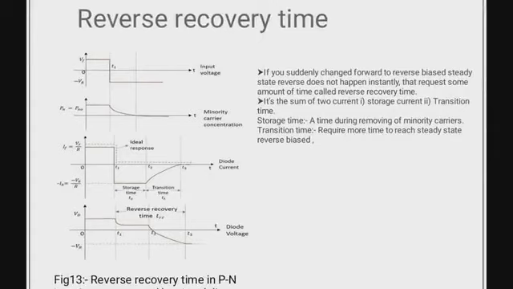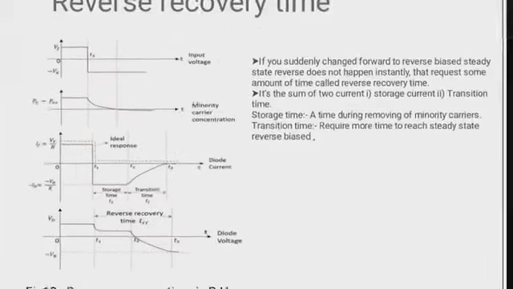If you suddenly change forward to reverse biased, steady state reverse does not happen instantly, what I told already, and that requires some amount of time to go to steady state reverse mode operation, and this is called reverse recovery time. Okay, so now I am describing this plot.